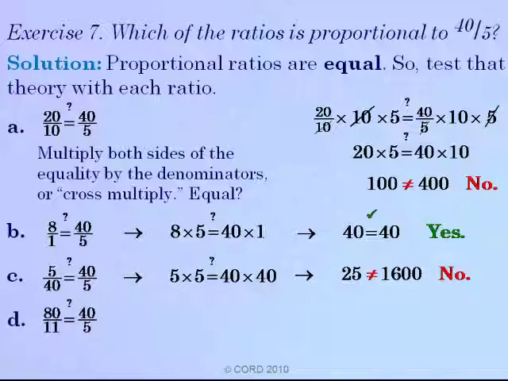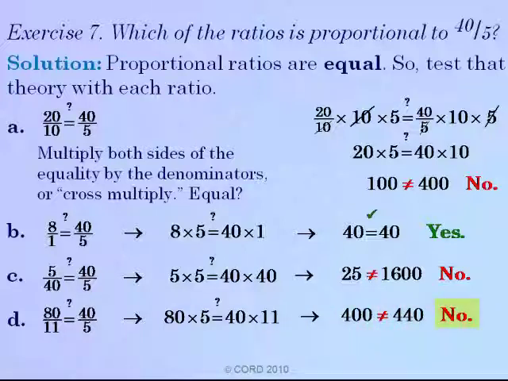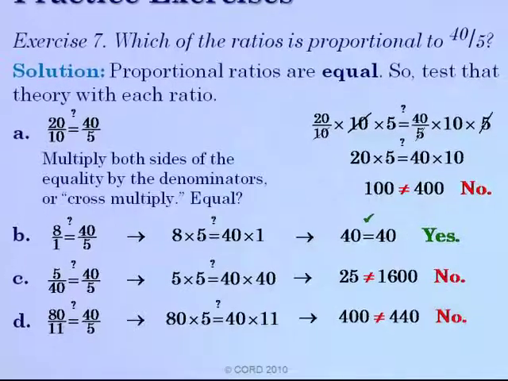And the last one we can look at is 80 to 11 equal to 40 to 5? Might be close. 80 times 5 and 40 times 11 is 400 to 440? No, not quite equal. But the answer is no, they're not equal.